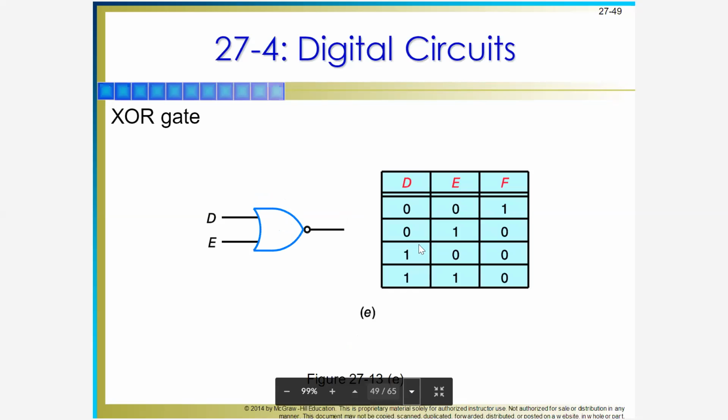XOR gate, okay. For example, 0 and 0 give 0, then as long as the inputs have different values, it will become 1. As long as the values are equal, it will become 0. Then 1 and 0 is 1, 1 and 1 is 0. That is for the XOR. Okay, that is only a standard. You should be familiarized with this truth table. Okay.